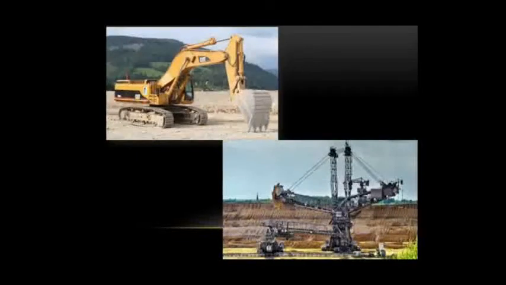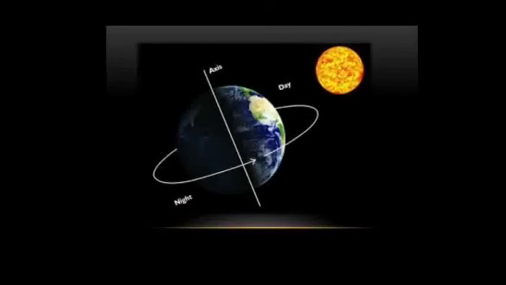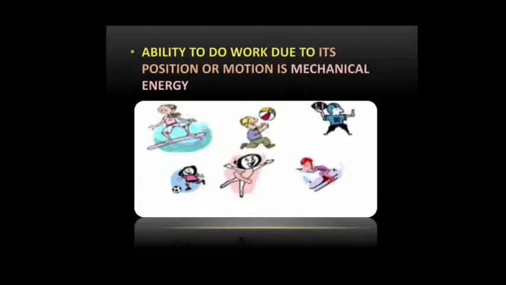Like machines use mechanical energy to do work. Our bodies also use mechanical energy for us to perform motions like writing, throwing ball. The motion of rotation of the earth and other heavenly bodies are also mechanical energy. So, in other words, an object possesses mechanical energy when it has the ability to do work due to its position or motion.